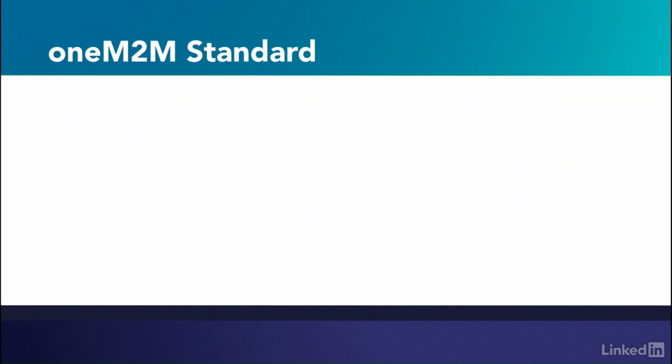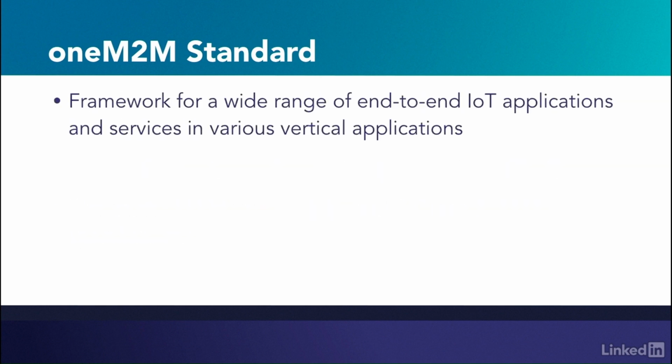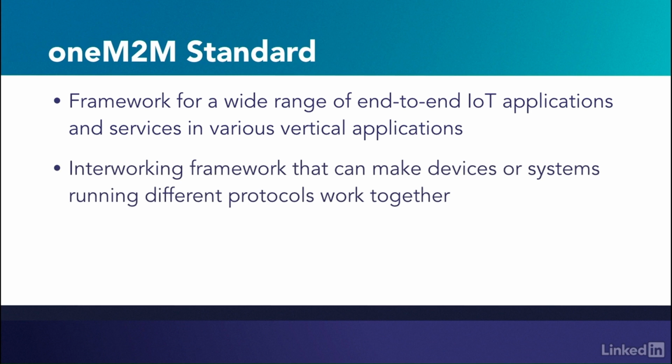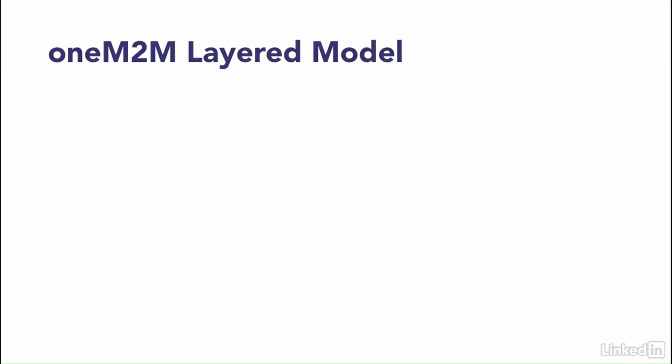The OMA standard provides a framework to support a wide range of end-to-end IoT applications and services in various vertical applications. The OMA standard provides an interworking framework that can make devices or systems running different protocols work together, where the communication mechanism and data model and semantics in the OMA are separated to map to a specific external protocol. To solve the challenge of heterogeneity and interoperability between IoT systems, at a high level, OMA defines a horizontal architecture across heterogeneous platforms that can interoperate with each other.